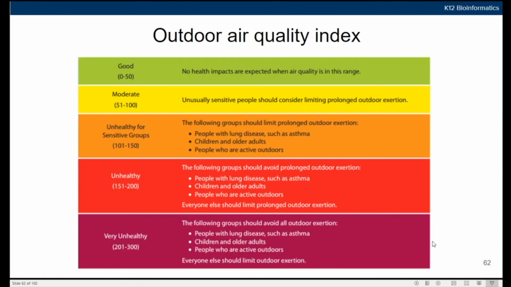A more generalizable and public-friendly outdoor air quality index has also been developed to more easily communicate to the public current air quality levels in their area. Here, we see the color-coded air quality index ranging from good in green to very unhealthy in dark red, paired with recommendations for the public to guide their behavior and the precautions to be taken depending on the quality of the air. For example, when the air pollution is at a very unhealthy level, the following groups should avoid all outdoor exertion: people with lung disease, such as asthma, children and older adults, people who are active outdoors. Everyone else should limit outdoor exertion.